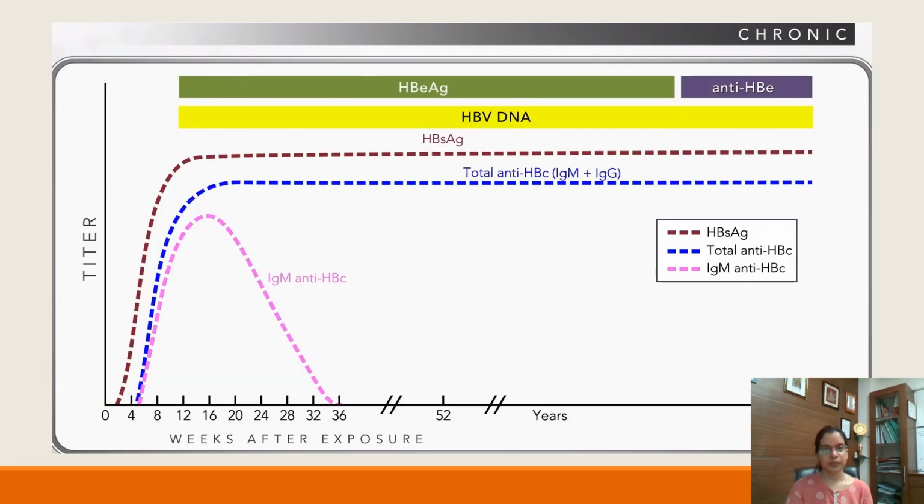Now, this is an image showing chronic hepatitis. As discussed, HBs antigen remains persistent and the total anti-HBc remains persistent throughout life. There is no appearance of anti-HBs in these patients.